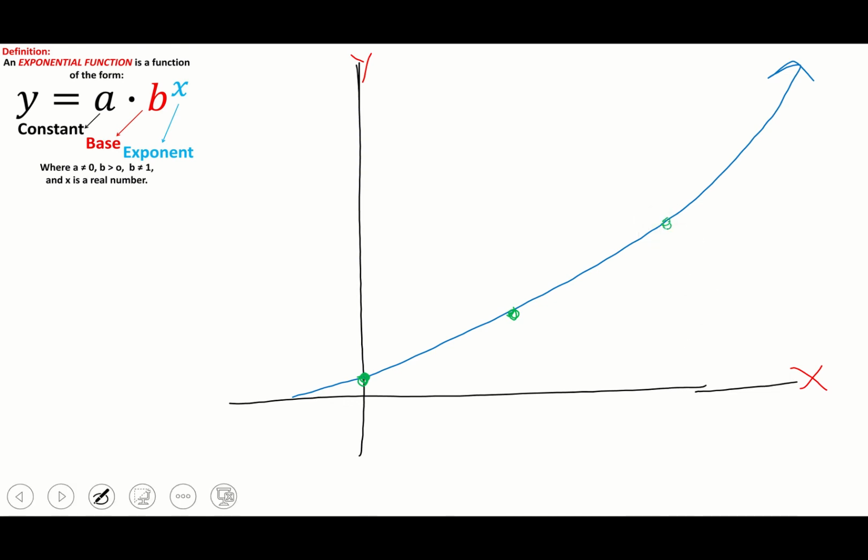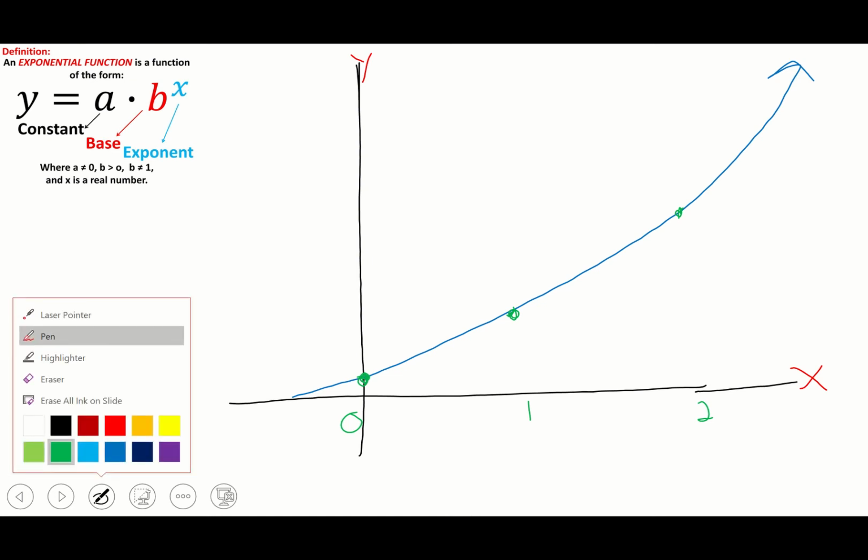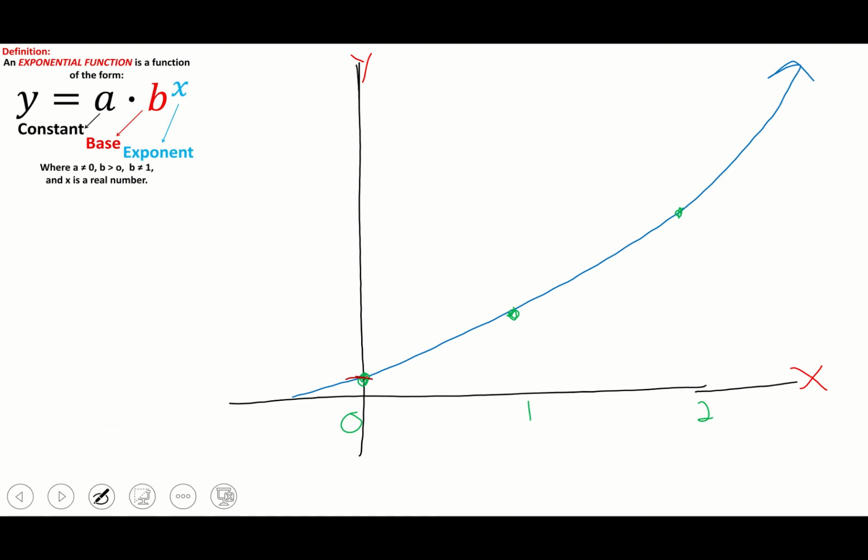Okay, that's about it. So here's 0 on the x-axis, here's 1 on the x-axis. Oh, we missed that one. And here's 2 on the x-axis. And I'm going to say that on the y-axis, that's going to be 0.5. And here's 1. And then this is going to be 2. And then we'll have 4 up here.